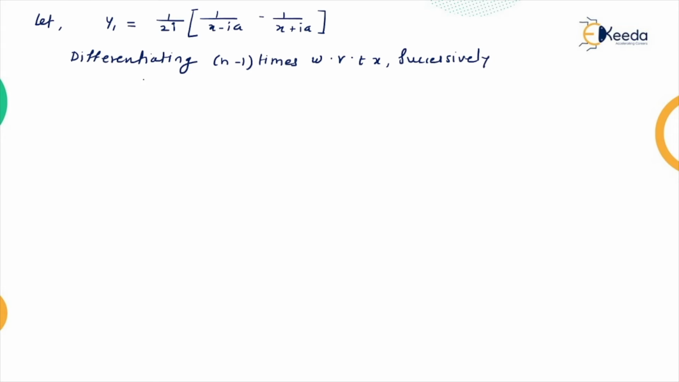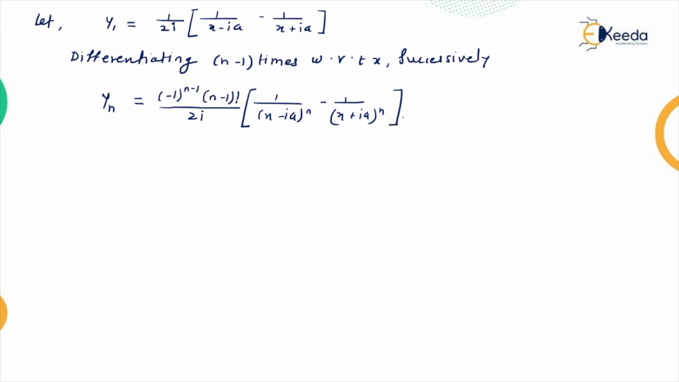So after differentiating n minus 1 times, we get y1 and its (n minus 1)th derivative, which becomes yn. And yn is equal to (minus 1) raised to n minus 1, into (n minus 1) factorial, divided by 2i, in brackets 1 upon (x minus ia) raised to n, minus 1 upon (x plus ia) raised to n.